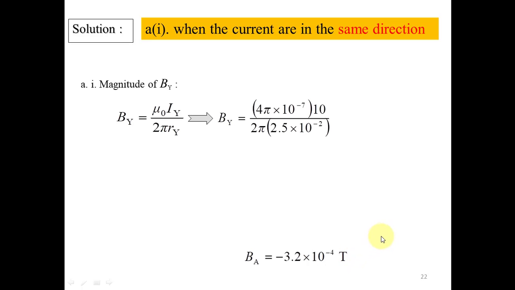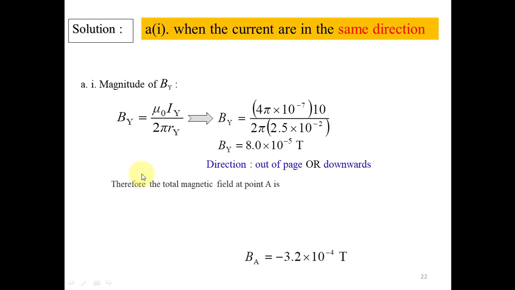So then we have to determine the magnitude of By. Just using the formula By equals mu naught Iy over 2 pi Ry, we substitute all the values for Iy. Then you get By equals to 8 times 10 power of negative 5. Then we need to determine the direction, that is out of page or downward.